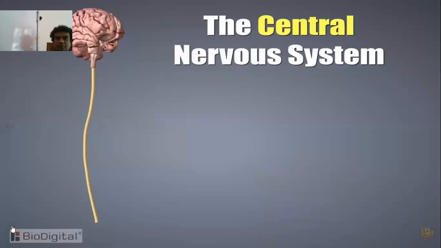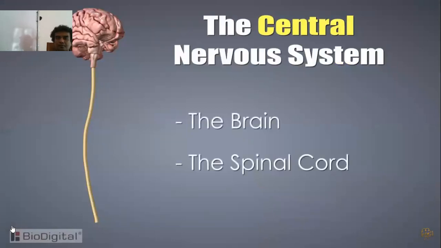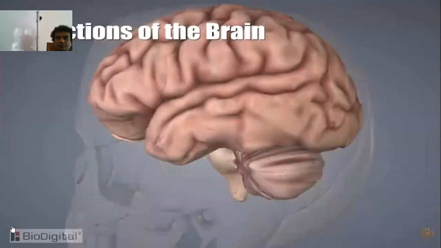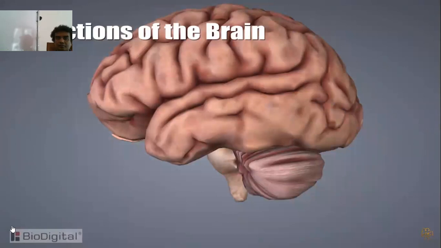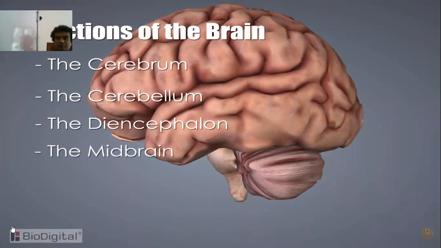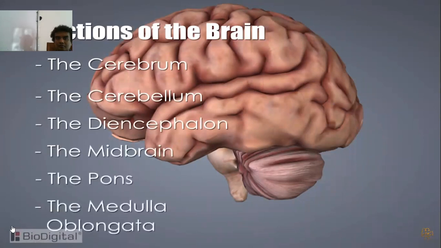The central nervous system is also divided into two major structures, the brain and the spinal cord. The brain is found within the skull or cranium, and it is made up of six main sections. These six sections are the cerebrum, cerebellum, diencephalon, the midbrain, pons, and the medulla oblongata.